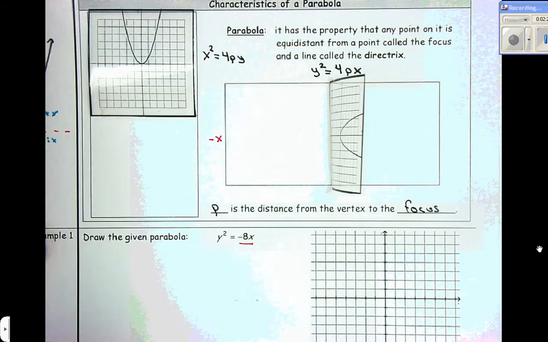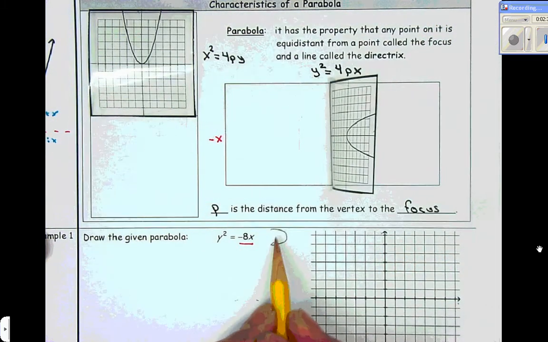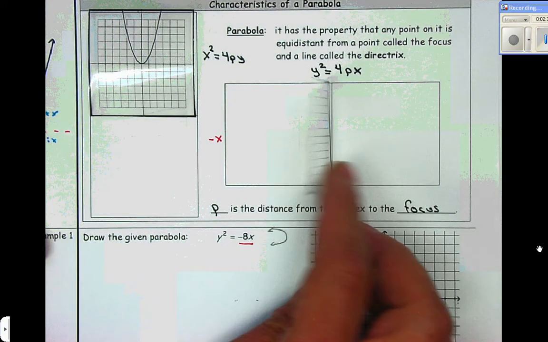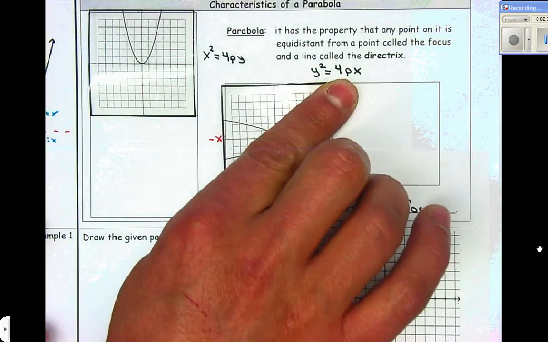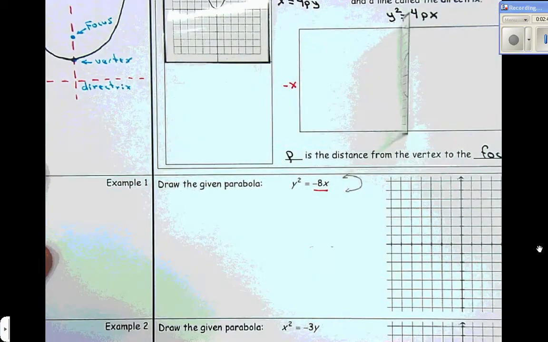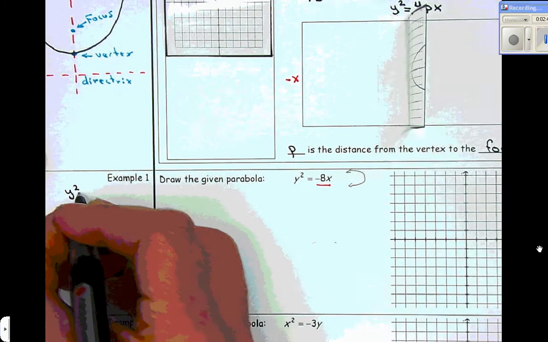I'm going to make a little sketch here to remind me that once I'm done, my parabola will have to be facing to the left. And because it's facing to the left, this is the equation that I'll be using, on the left-hand side: y squared is equal to 4px.